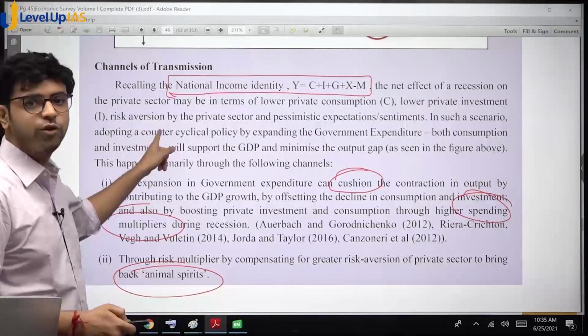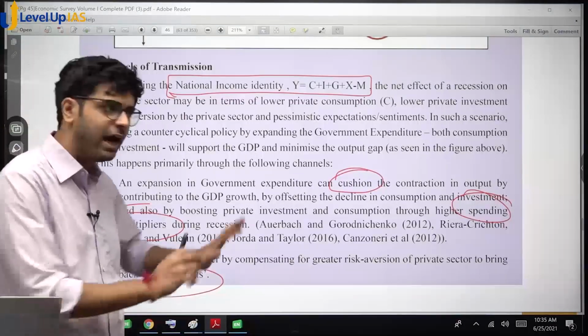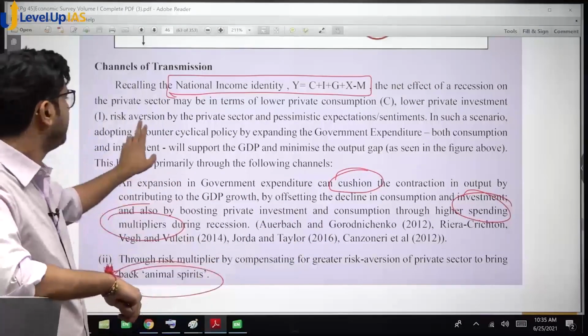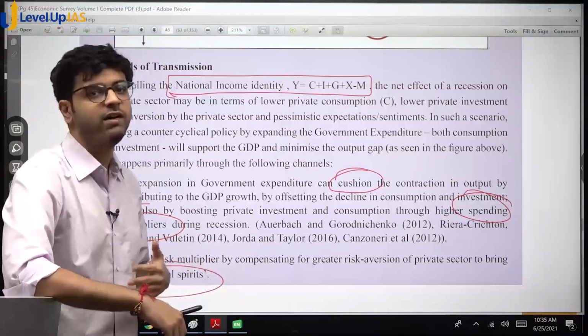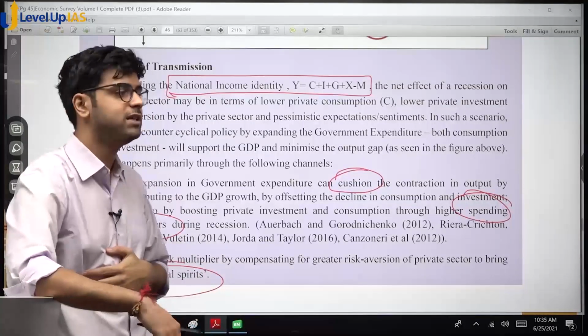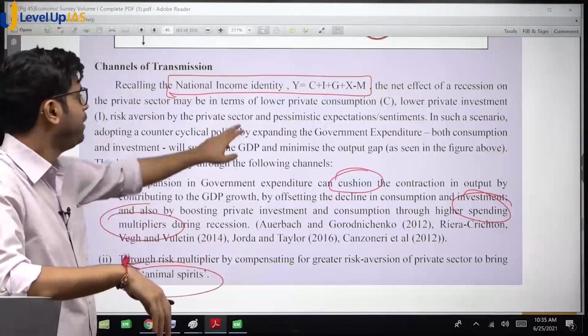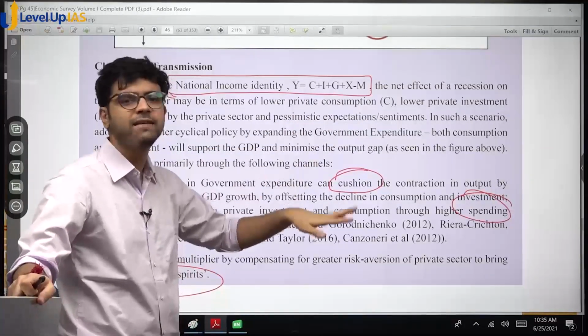Risk aversion. What do you mean by risk aversion? Taking less risk, being averse to risk. I don't want any risk. Risk aversion by the private sector, which means that the private sector is very conservative. Private sector is not taking risk. Private sector is saving each and every penny. Private sector is not spending. And pessimistic expectations or sentiments. Pessimistic, I hope you know, is the opposite of optimistic, a negative attitude.